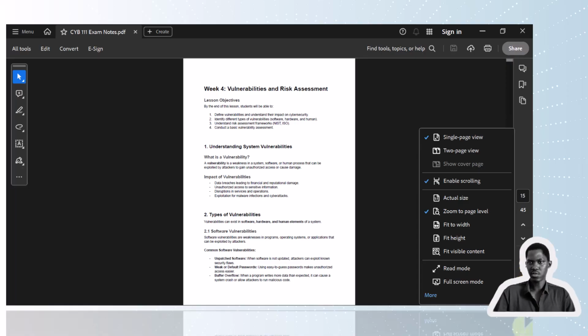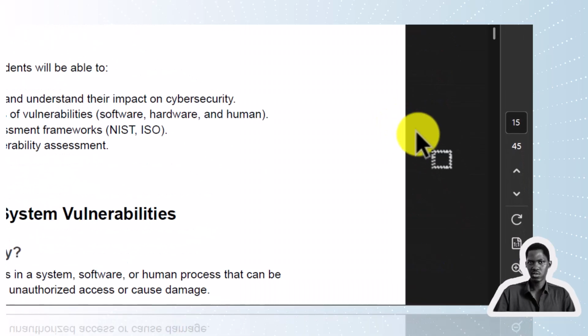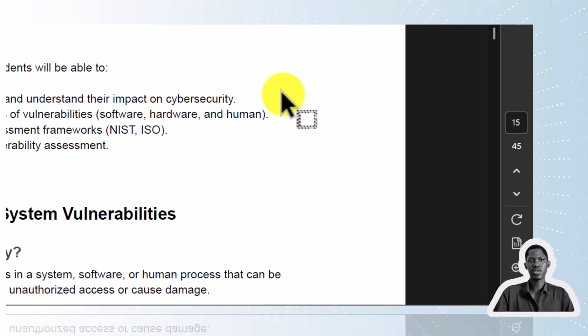Let me share my screen. You should be able to see my screen now.